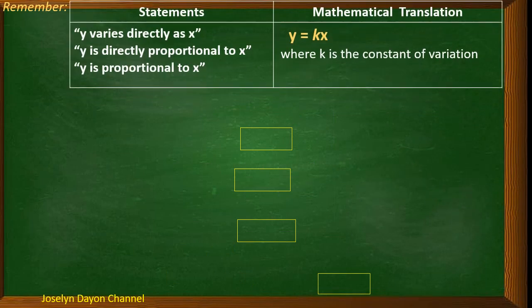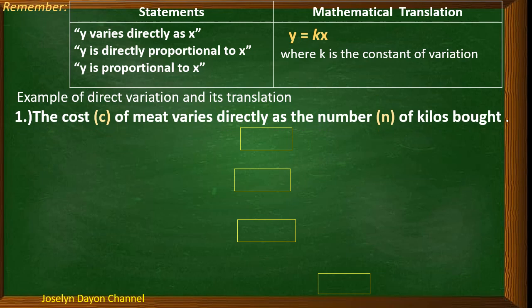Now let's solve a problem. Before that, always remember the statements y varies directly as x, or y is directly proportional to x, or y is proportional to x, are translated as y = kx, where k is the constant of variation. Remember that the three statements have the same translation. Now let's begin with the first example.